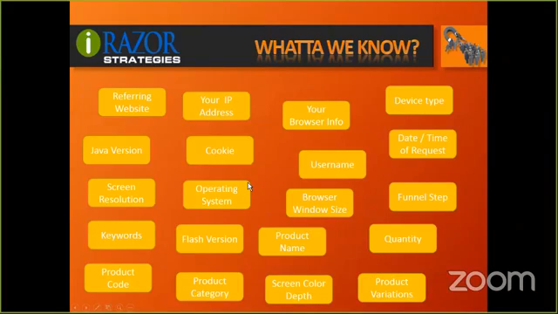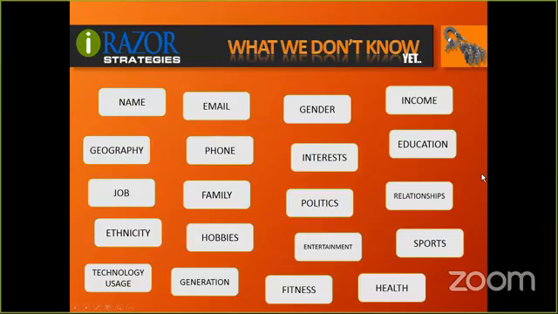It gives us kind of a vague picture of our visitor, but we really don't know anything in detail about them. For example, we don't know yet their name or their email. We don't know their gender, their income, their interest, their geography, their ethnicity, their hobbies, what sports they like, how tech savvy they are. Are they the baby boomer generation or the X generation? Are they into fitness and health? Are they a Democrat or Republican? These are all things that we just don't know, right? This is all generic data that's passed about basically our computer system.